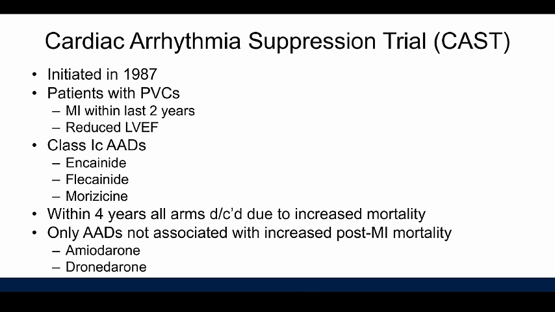Within 2 years, encainide and flecainide were both discontinued, those arms of the study, because of an increase in mortality, meaning patients were dying faster in the AAD arm of the study than in patients who weren't receiving antiarrhythmic drug therapy. And within 4 years, the moricizine arm was also stopped.